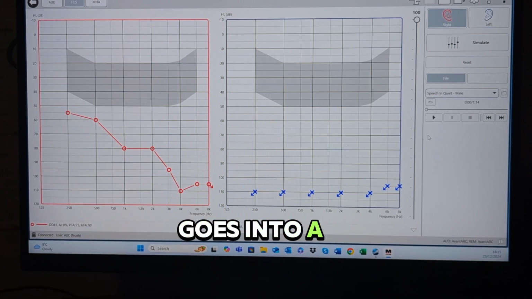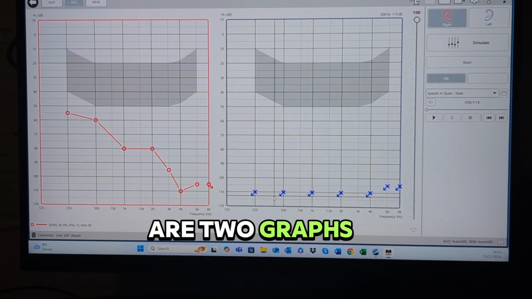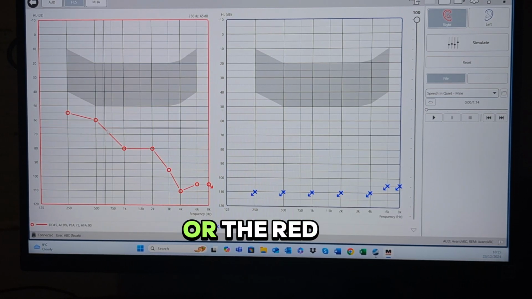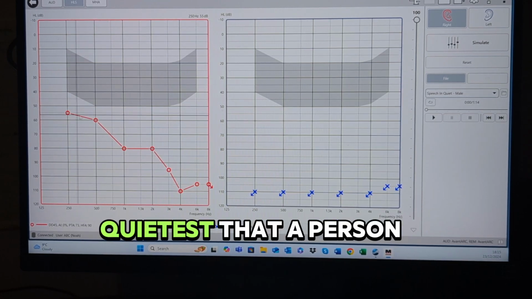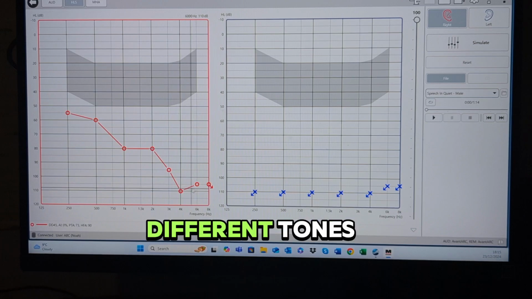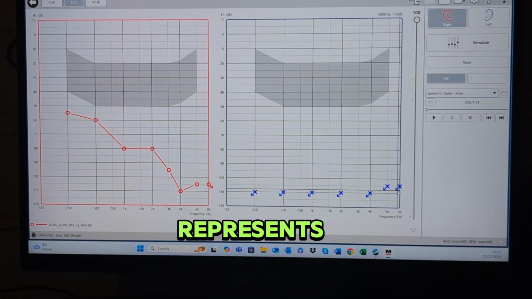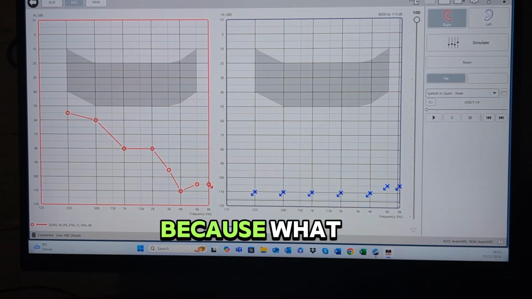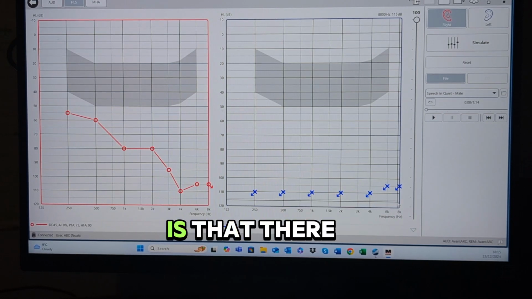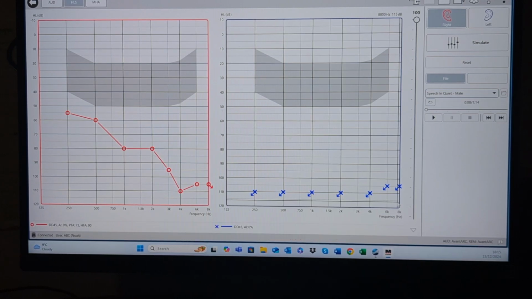Whenever somebody goes into a hearing test booth and they press the buzzer, we are plotting the results. What we're looking at are two graphs because there's two ears. The red circles pertain to the thresholds, the absolute quietest that a person can repeatedly hear all the different tones in the right ear. And then these blue symbols represent the results for the left side. The left side is interesting because what those symbols actually mean is that there was no response, and there were no responses when they were masked.